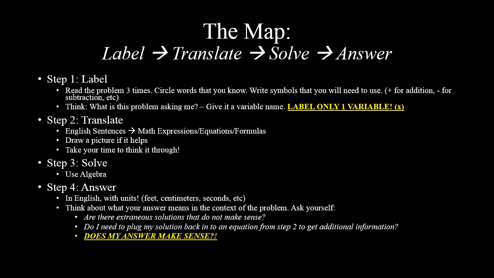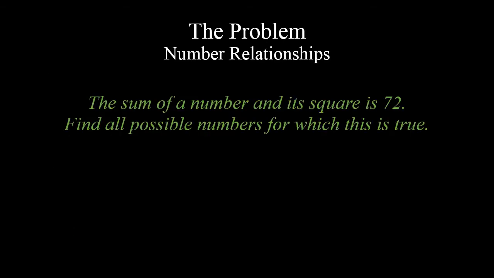And again, as we move through each of these steps, you're going to see what I mean by all of it. So here's our problem. The sum of a number and its square is 72. Find all possible numbers for which this is true.